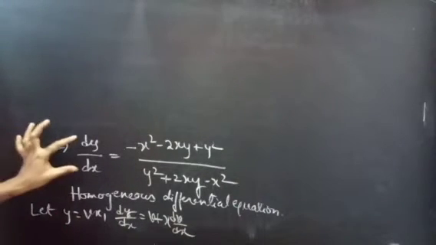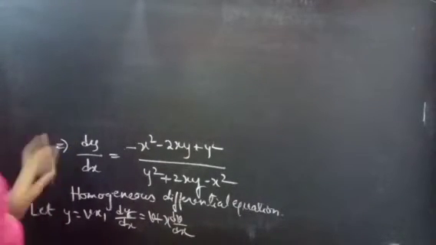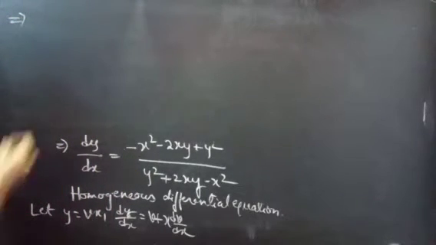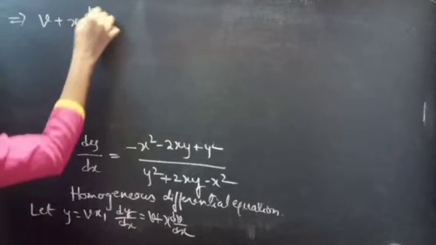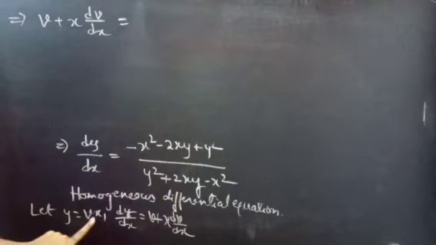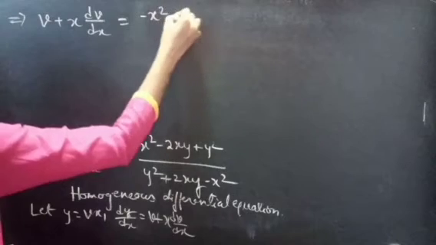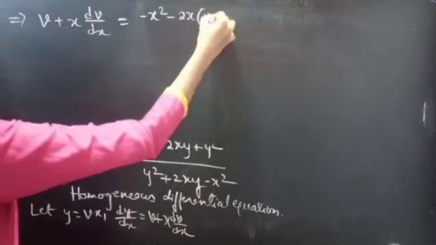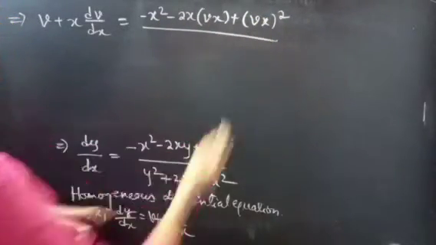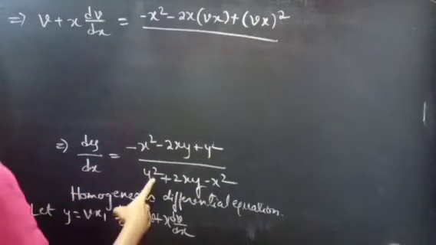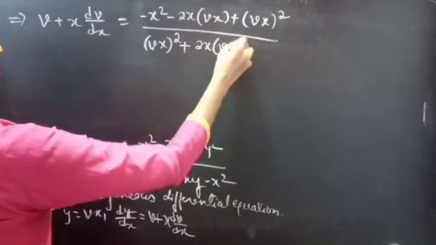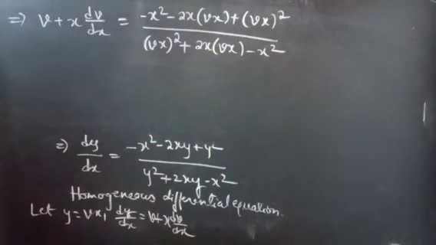Now, replace dy by dx by v plus x into dv by dx. That is, we'll replace LHS by v plus x into dv by dx equals to, now replace y by vx. Then we'll get minus x square minus 2x into y, for y equals to vx, plus y square, for y equals to vx, we'll get vx square in the place of y square, by vx square plus 2x into vx minus x square.